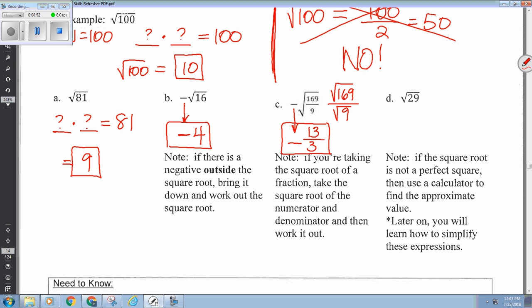Lastly, with part D, if the square root is not a perfect square, then use a calculator to find the approximate value. So in this case, there is no number times itself that will give you 29. So then you would just use the calculator to calculate it out. So that gives you 5.3851, and it goes on forever in a calculator. Your teacher will tell you where you would need to round. Later on, you'll learn how to simplify these type of expressions because you're not going to be allowed to give a decimal answer all the time.